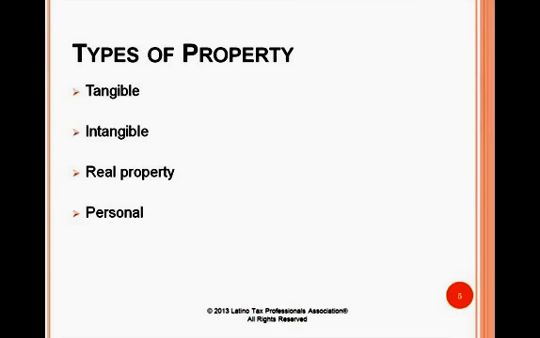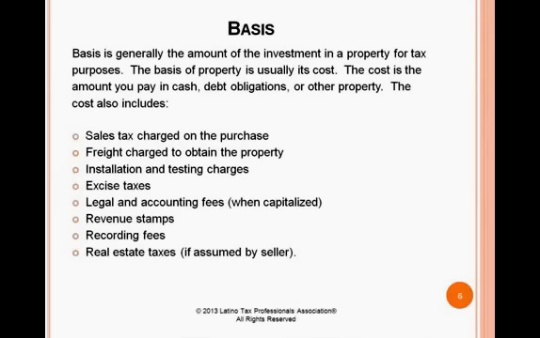Real property is businesses, land, homes. That's considered real. Think of the word real estate. So real property, as opposed to personal property, such as jewelry and other items like that. A computer is considered personal property.